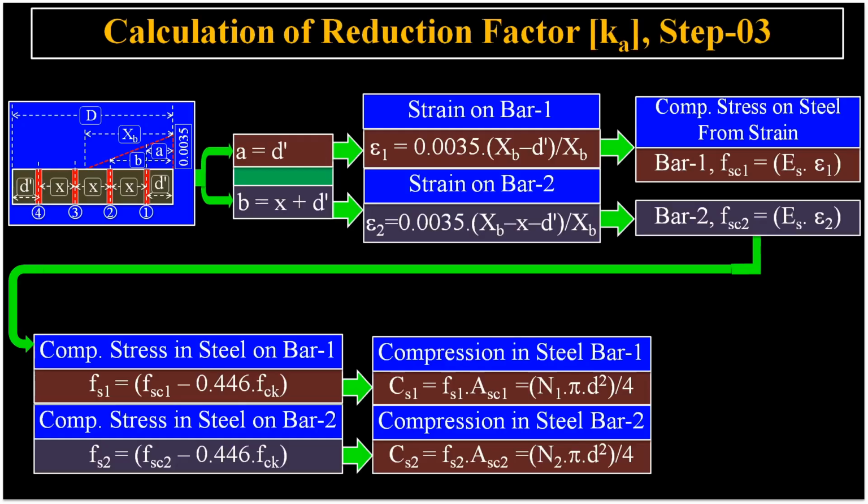Since the bars under column 3 and 4 are beyond the strain diagram, they will not experience the compression from the stress block. Additionally, I have to say that, with the help of this method, we can prepare the 3D PU, MU interaction curve for the column. Now, let's move to the next slide for the remaining part of the calculation for reduction factor and moment magnification.